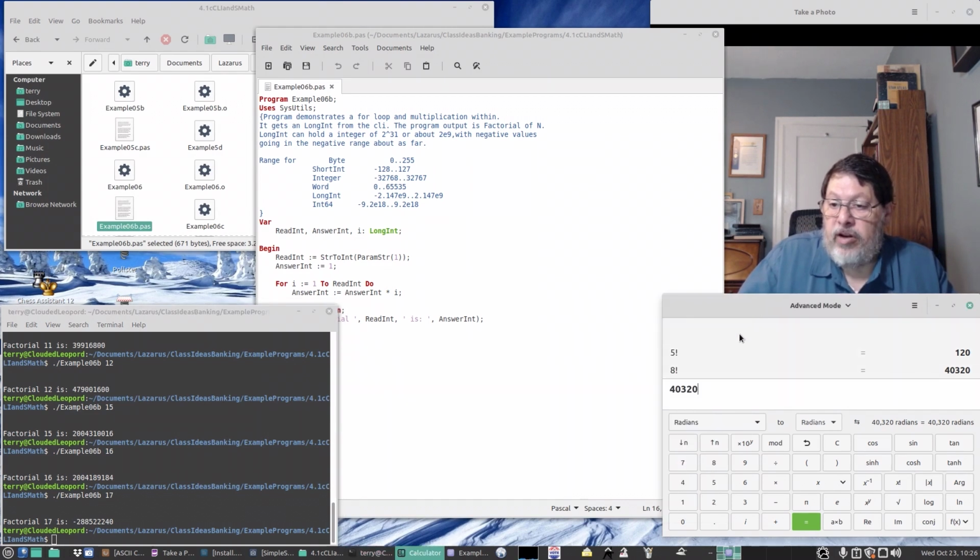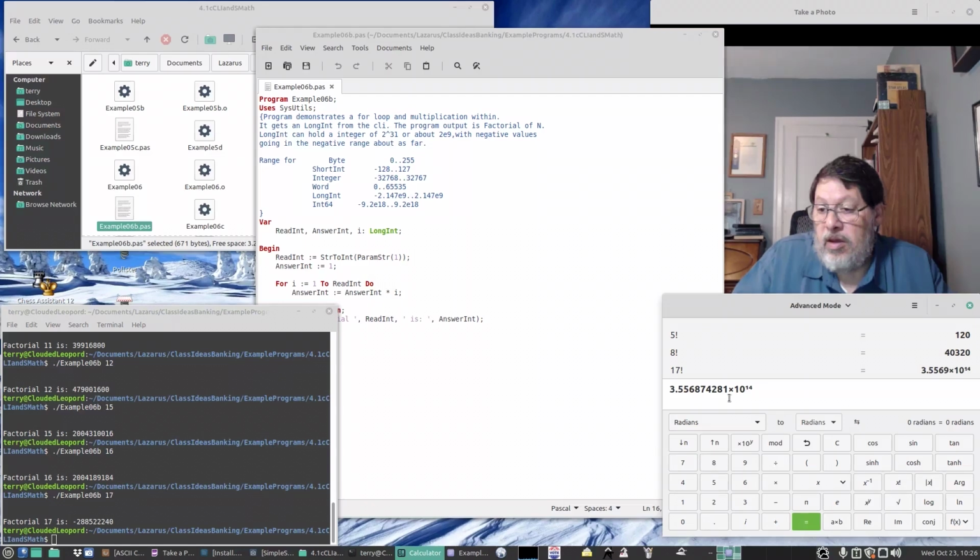And if we came over here, typed in 17, and pushed the factorial button, it's 3.5 times 10 to the 14th, which is a very large number.